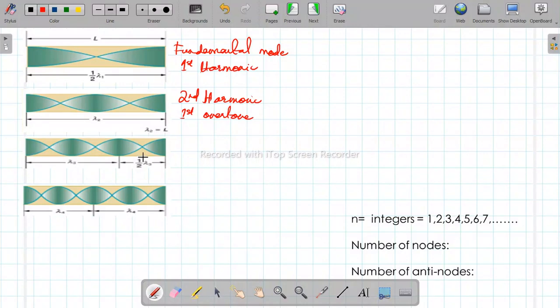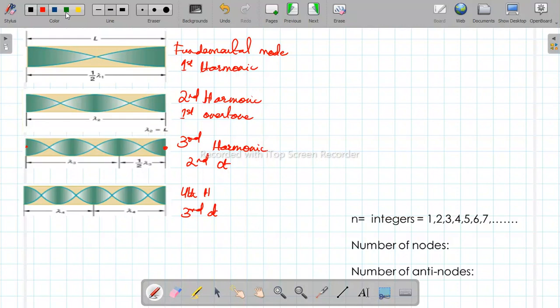Then the next possible combination is, again, we have two antinodes at the boundaries with two antinodes in between. This is what we call third harmonic or second overtone. Then we have fourth harmonic and third overtone, right? Let's just generalize the wavelength in terms of length and then generalize frequency in terms of length and velocity. And then we can just mention कितने number of nodes और कितने number of empty nodes आएंगे.